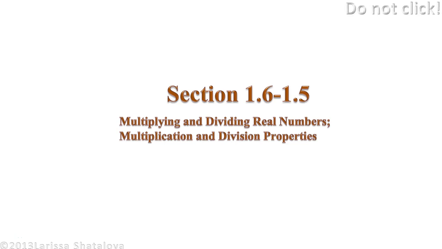Section 1.6: Multiplying and dividing real numbers, properties of multiplication and division.